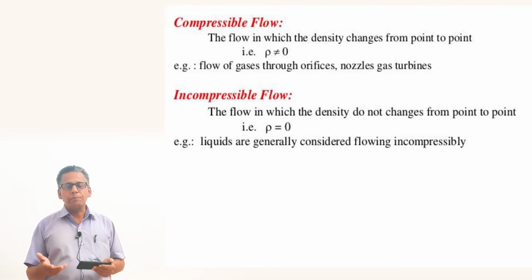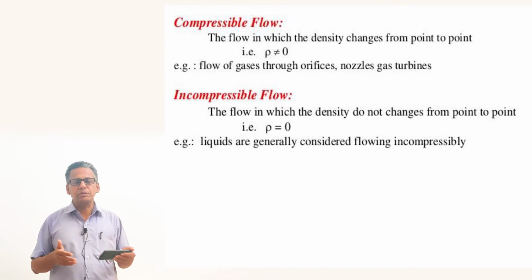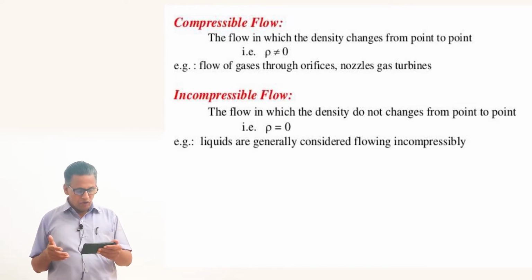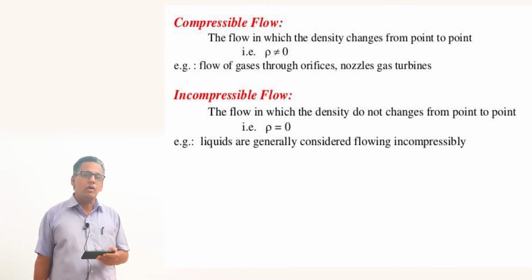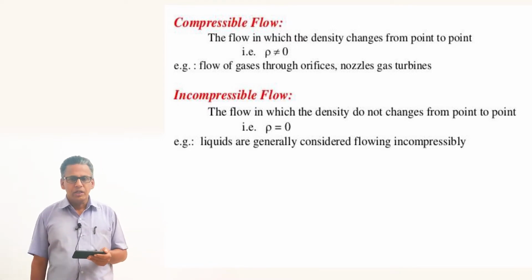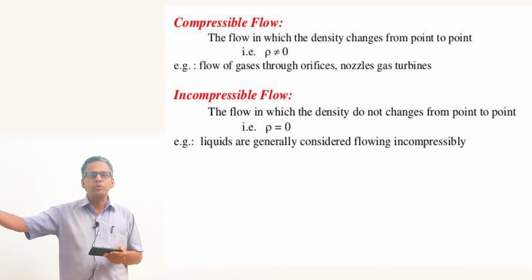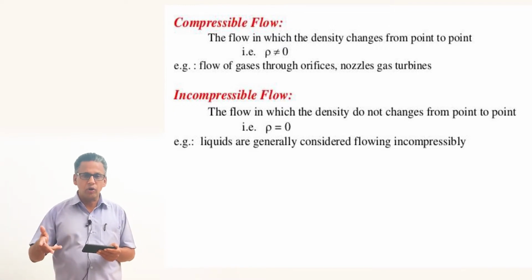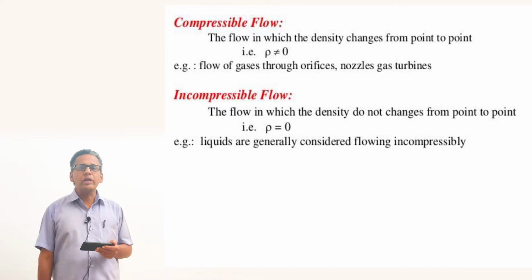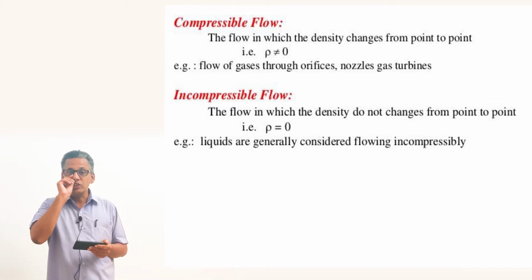Then the next type is compressible and incompressible flow. Compressible flow means the density of the flowing liquid is not constant. It changes from time to time. When the pressure changes, its volume changes. Then consequently density may also change.